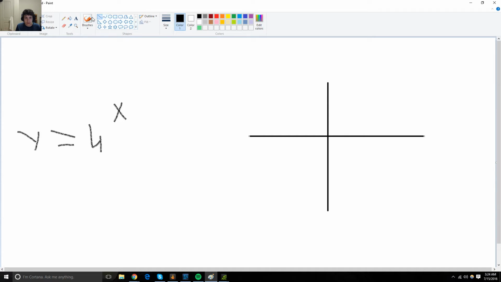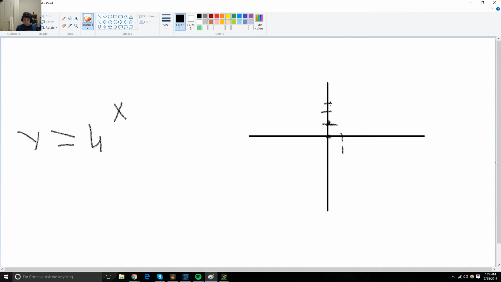Y equals 4 to the x. If you don't know how to just plug values in, then learn here. The way we figure this out is at x equals 0, which is right there, the origin. What does y equal? So x is 0, that means 4 to the 0 is 1. So y equals 1. So this is a point we know. Then at x equals 1, y equals 4, because 4 to the first is 4.